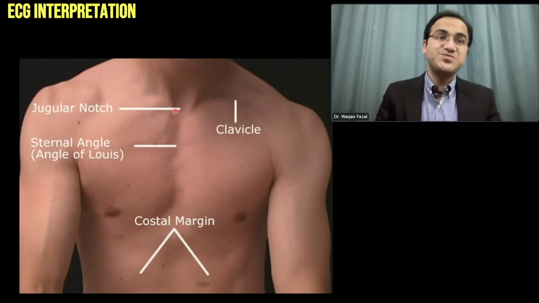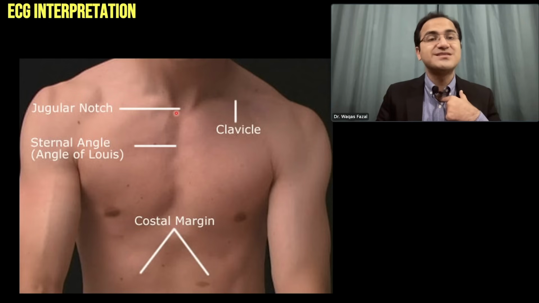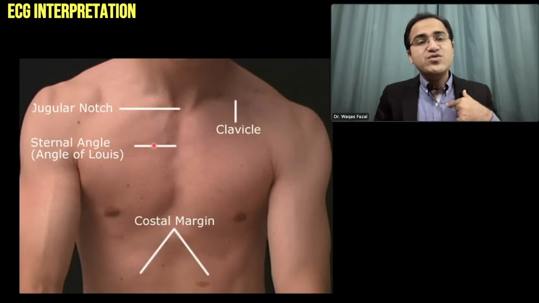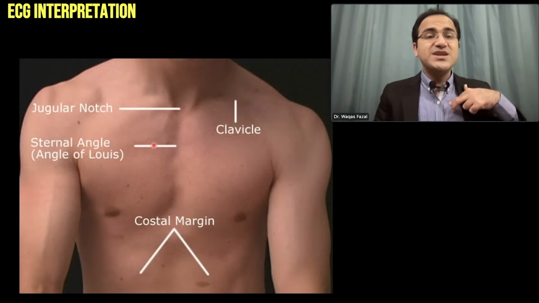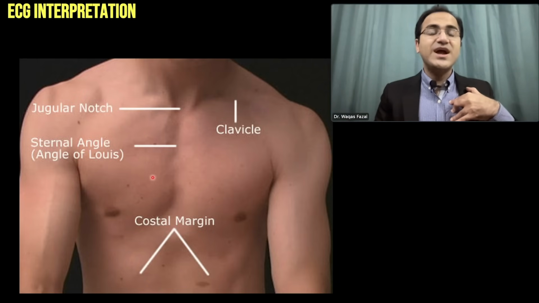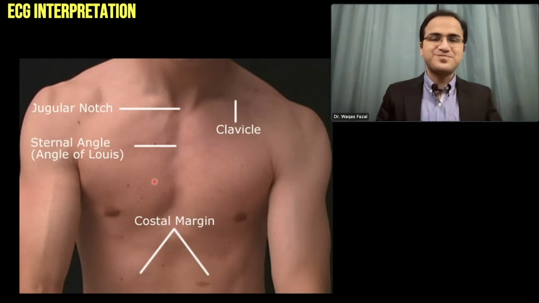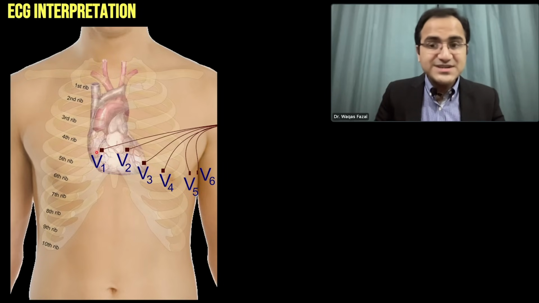Now how will you place these precordial leads? Basically you palpate the sternal notch or jugular notch and keep going downwards. You will feel a small ridge called the angle of Louis, also called the sternal angle, where the manubrium joins the sternum. When you go to the right side, you will feel a rib. Beneath that rib is the second intercostal space. Then you palpate the third intercostal space and the fourth intercostal space. In the fourth intercostal space, beside the sternal body, you place the V1 lead.